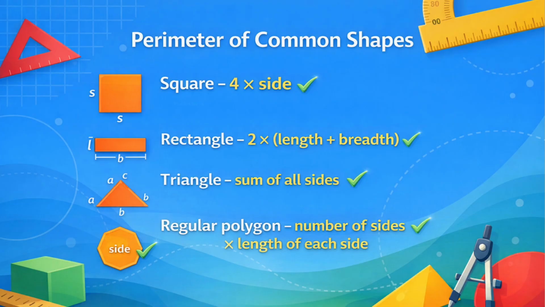For a square, the perimeter is equal to 4 multiplied by the side. For a rectangle, the perimeter is equal to 2 multiplied by the sum of length and breadth. For a triangle, the perimeter is simply the sum of all three sides. For a regular polygon, the perimeter is equal to the number of sides multiplied by the length of each side.